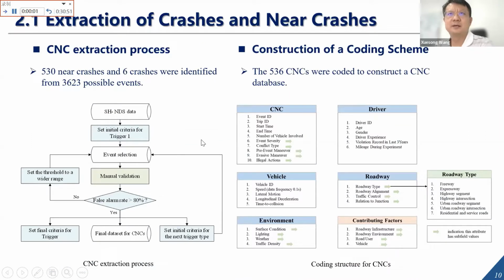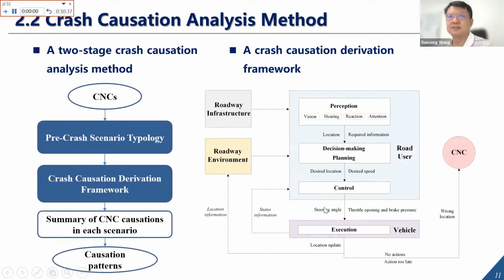Based on data, we identified 530 near crashes and 6 crashes from this database. Then we coded this data for the event information, driver information, vehicle information, environment information, and road information, and also the contributing factors for each of the events.